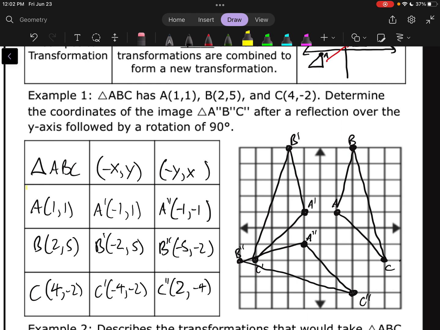So a little color coordination here. Our original pre-image was this guy. We reflected that across the y-axis to get the first image. And then we used that image as the pre-image for our last transformation that gave us our final image there. Voila.